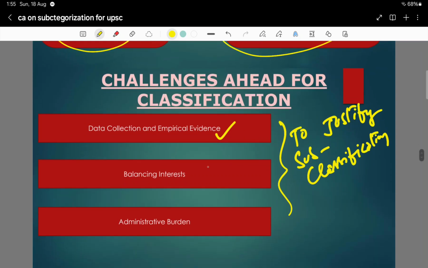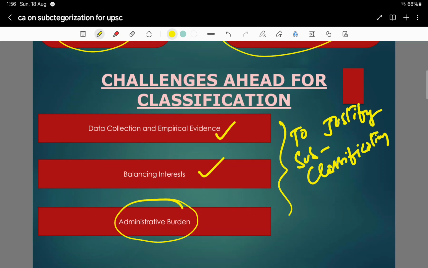But at the same time, you should also understand that it is going to create an administrative burden as well. The administrative burden of implementing subclassification policies is also becoming a challenge in this context, requiring significant resources and careful monitoring and review systems.